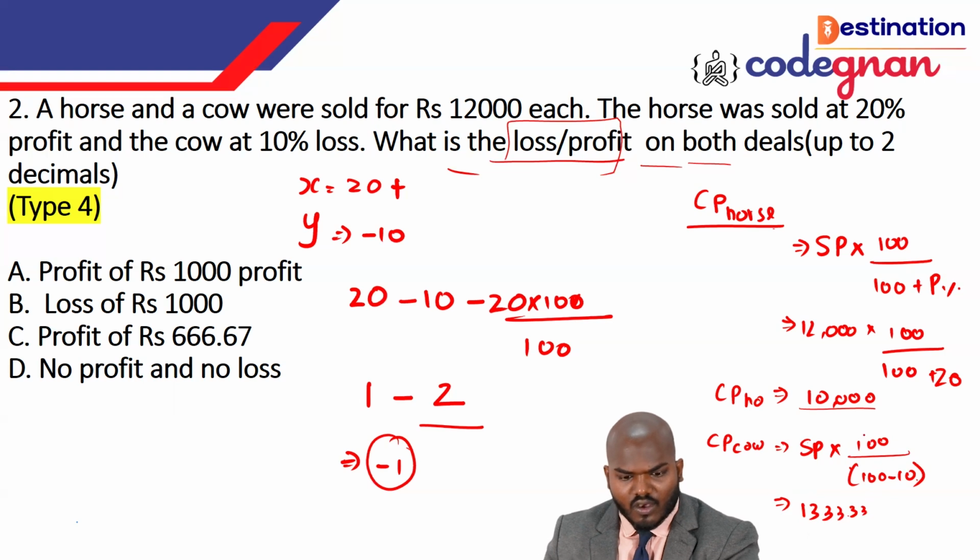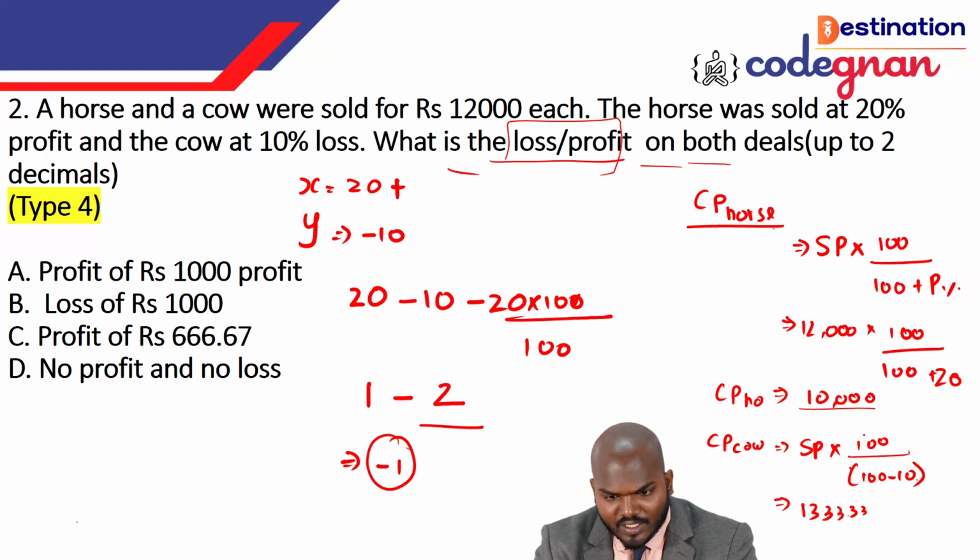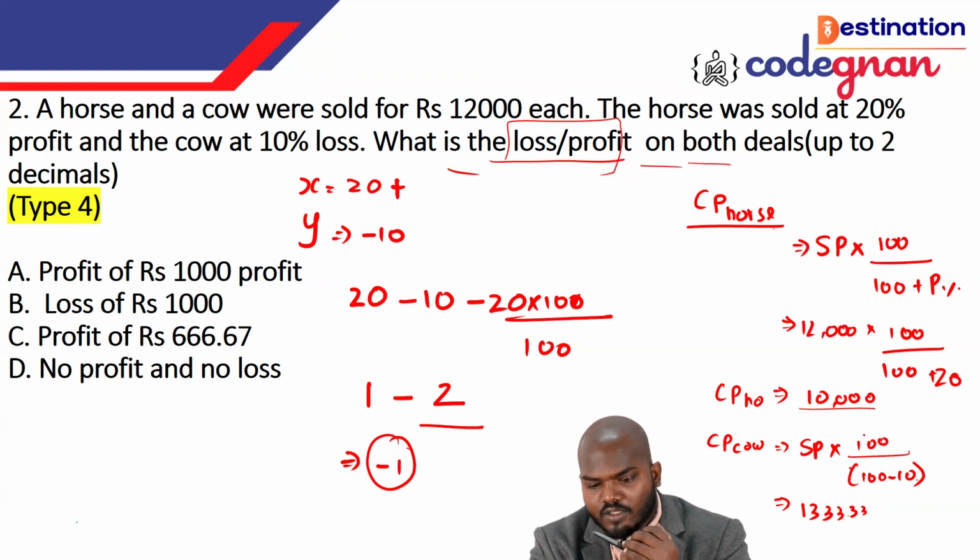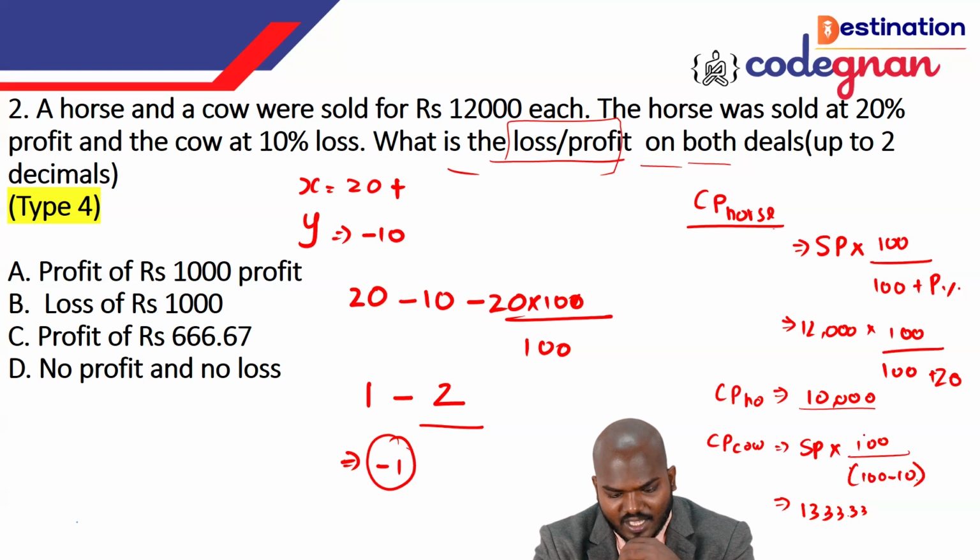Now we just want to find out whether we are getting a loss or not. You see, the horse we bought for 10,000 rupees, but we sold for 12,000 rupees. But coming to the cow, you are getting the cow for 13,333 rupees, but you are selling this particular cow for 12,000 rupees here, which is a loss.